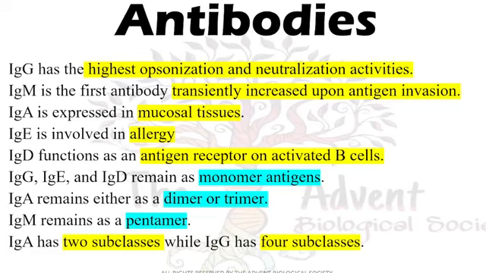Now the next one is the IgE antibody, and you know that the IgE antibody is generally involved in the immune response functions. Okay, and the type 1 hypersensitivity reactions are centered around this IgE antibody only.